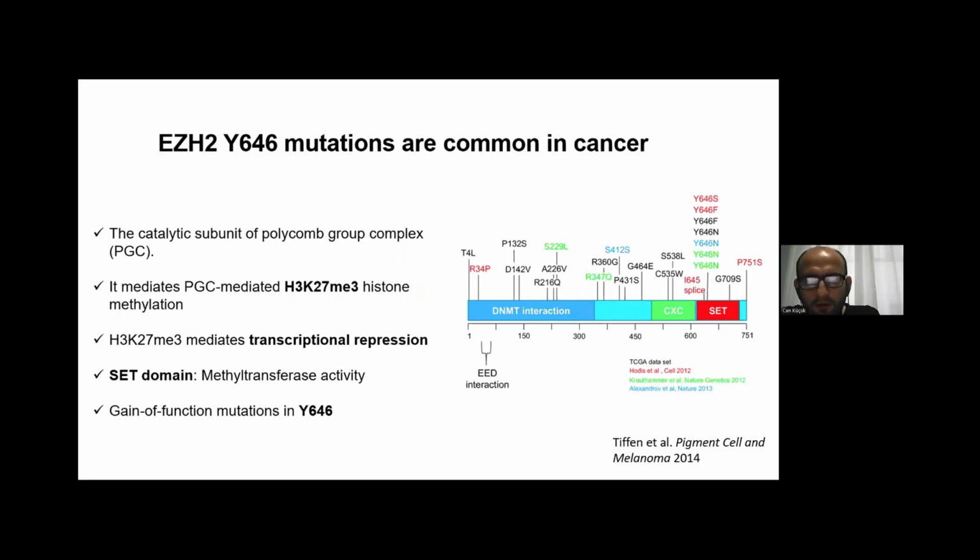Now I want to come back to EZH2 tyrosine 646 mutations again. EZH2 is a histone methyltransferase. It's part of a repressive complex called the polycomb complex that is involved in generating histone 3 lysine 27 trimethyl marks, which is associated with transcription repression, as you may already know. The SET domain has the methyltransferase activity, and the 646 residue shown here, located in the SET domain, has already been shown to be mutated in different types of cancers, and these are generally gain of function mutations.